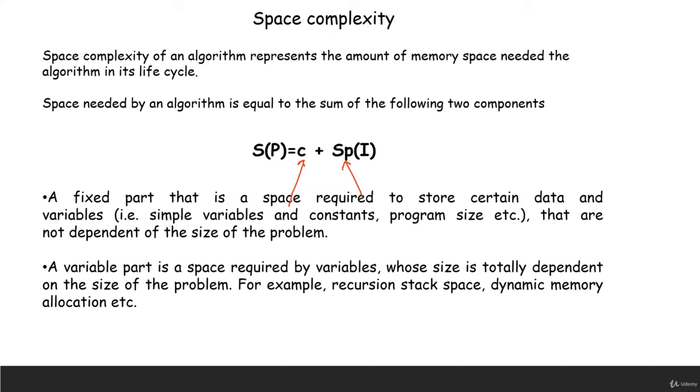Which part in the algorithm could be called the fixed part? Simple variables and constants, program size, etc. could be called the fixed part. A fixed part is the space required to store certain data and variables, that is, very simple variables, constants, program size, etc. that are not dependent on the size of the problem. And what is the variable part? It is the space required by variables whose size is totally dependent on the size of the problem. For example, recursion stack, dynamic memory allocation, etc.